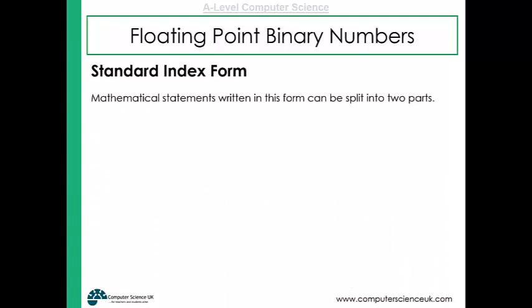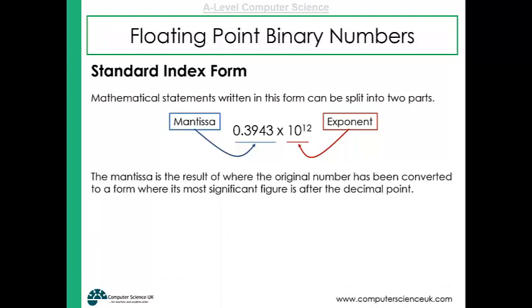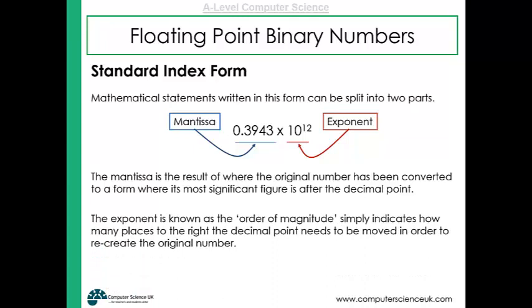Now, mathematical statements in standard form can be split into two parts. We've got the mantissa and we've got the exponent part. Now, the mantissa is the result of where the original number's being converted to a form where its most significant figure is after the decimal point. And the exponent is the order of magnitude, and it says effectively how many places to the right the decimal point needs to be moved in order to recreate the original number.